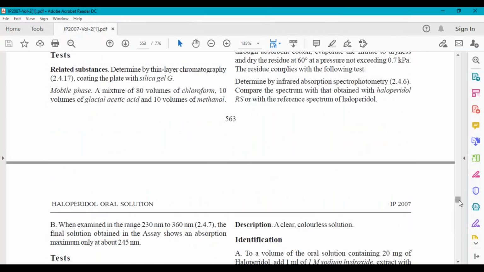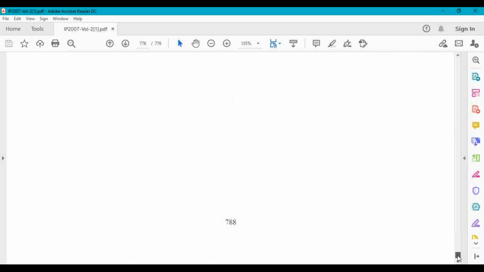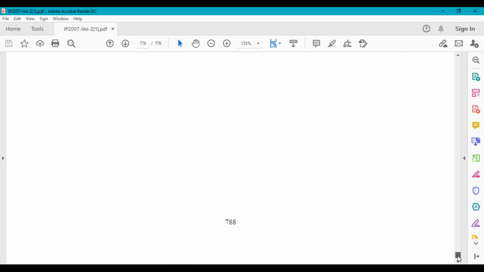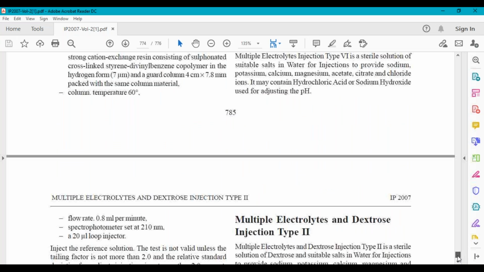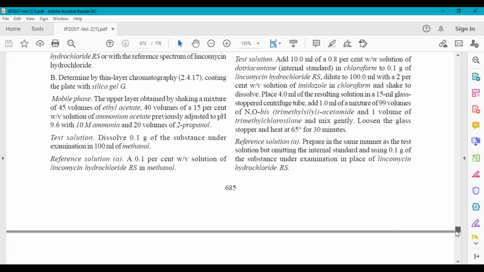If you want, I can share the same PDF soft copy, and you can see how a pharmacopoeia looks. Usually at the end there are appendices, but this is volume 2, so there is one more volume 3. Here it is only up to the letter M. The letters N up to Z will come in volume 3, and at the end will be the appendix. This is how a pharmacopoeia looks.